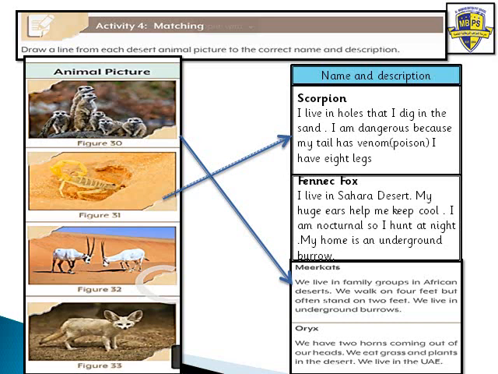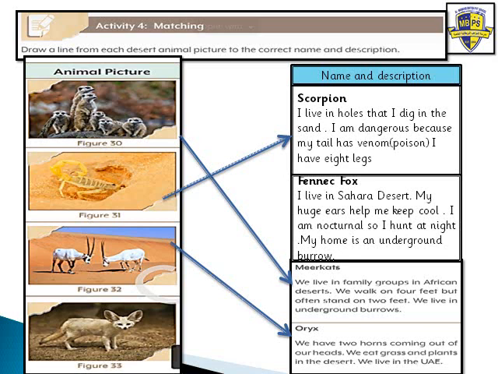Next one, let us check this. We see this here in the UAE. Yes, what is this? This is oryx. Oryx: we have 2 horns coming out of our heads. We eat grass and plants in the desert. We live in the UAE.